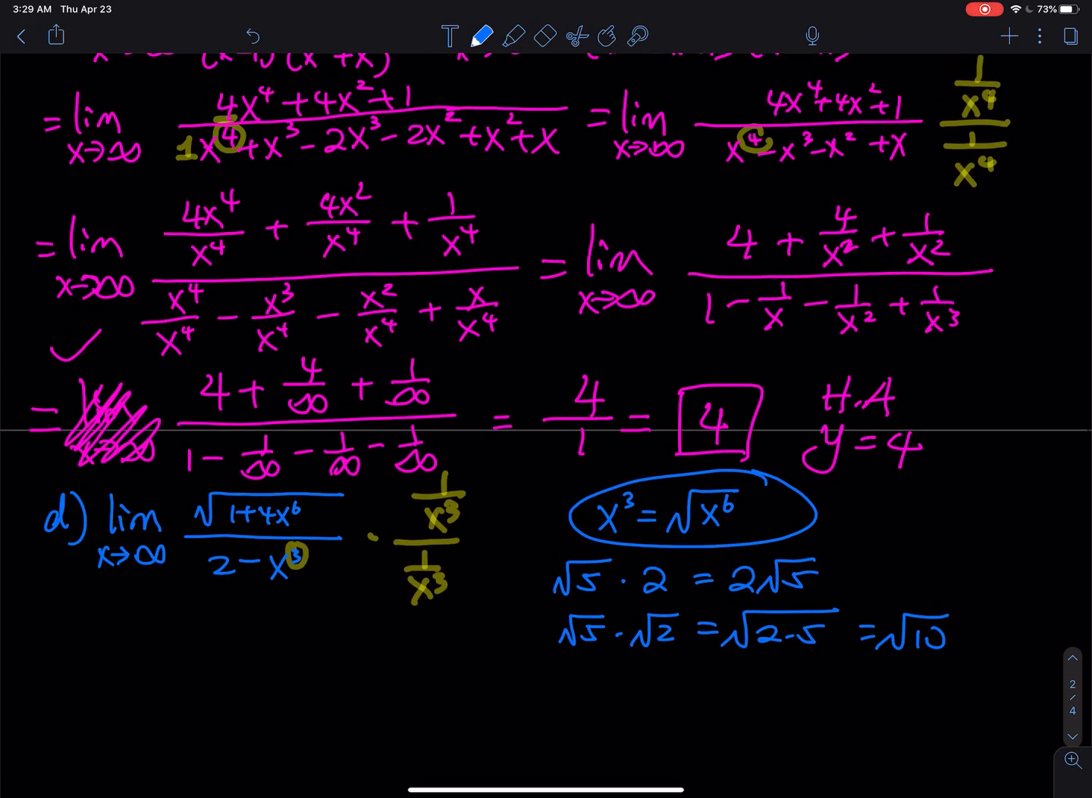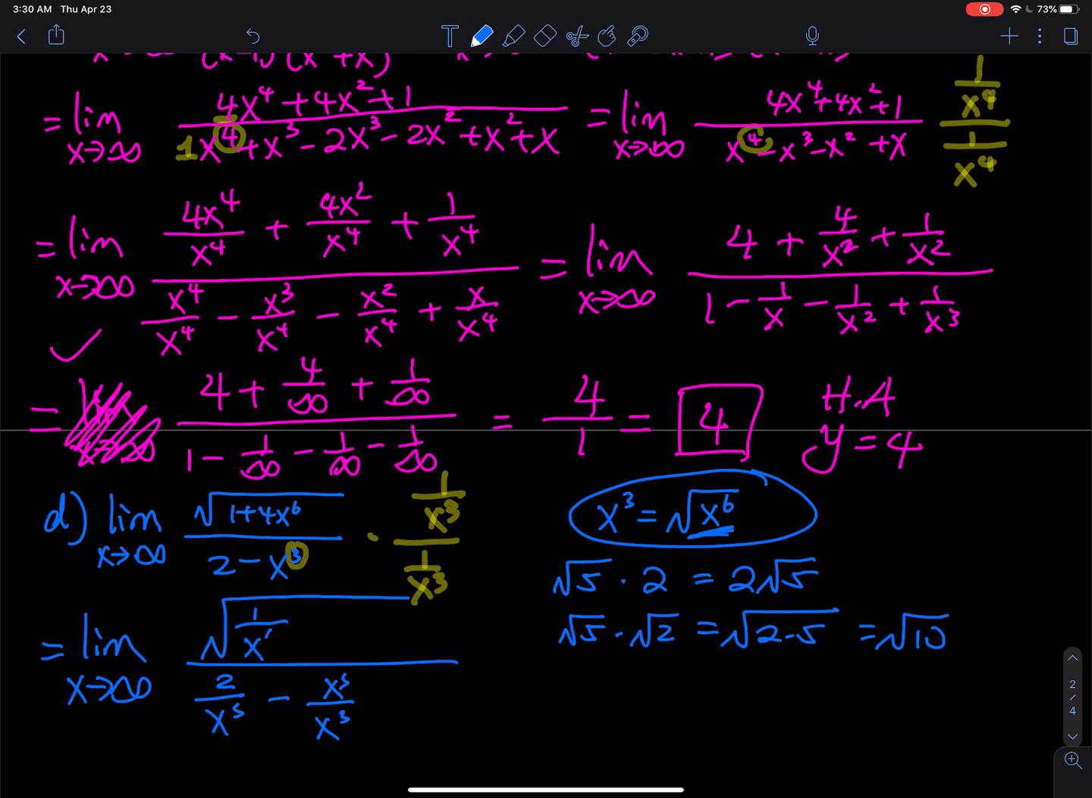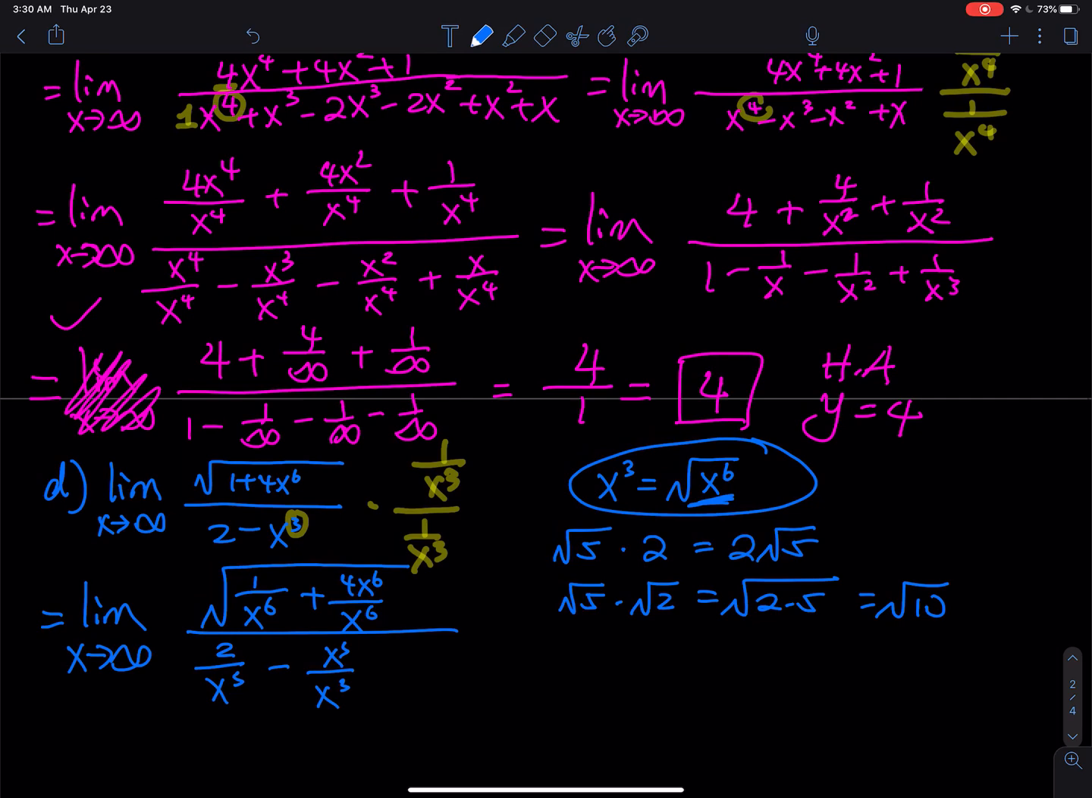So after we rewrite that, we can take the x to the third inside the radical. So this is 2 divided by x to the third, minus x to the third divided by itself. Look, the top becomes 1 divided by, after you take it in, x to the 6, so x to the 6 plus 4x to the 6. It's no longer a 3, because you take the square root of x to the 6, you get a 3, because x to the 6 raised to the 1/2 is equal to x to the third.